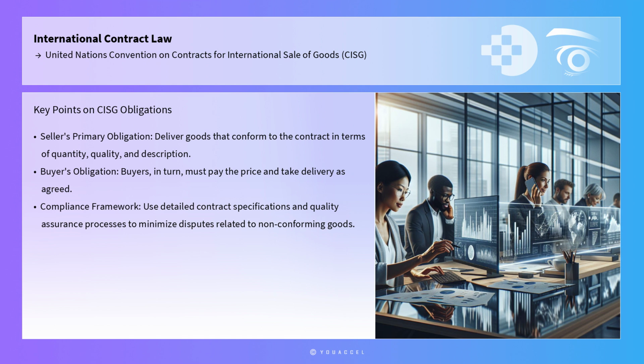The CISG also provides comprehensive rules on the obligations of buyers and sellers, addressing issues such as delivery, payment, and the conformity of goods. For sellers, the primary obligation is to deliver goods that conform to the contract in terms of quantity, quality, and description. Buyers, in turn, must pay the price and take delivery as agreed. A practical framework for ensuring compliance with these obligations is the use of detailed contract specifications and quality assurance processes. By clearly defining the contract terms and implementing robust inspection and testing procedures, parties can minimize disputes related to non-conforming goods.